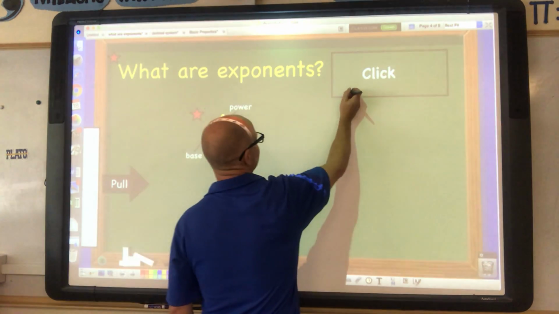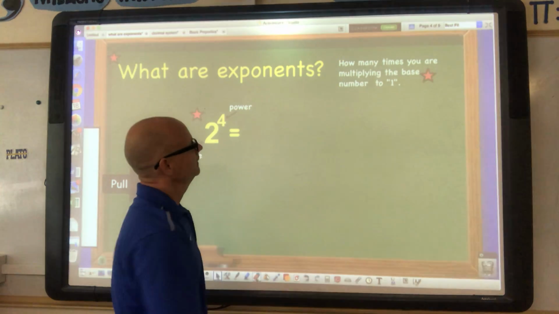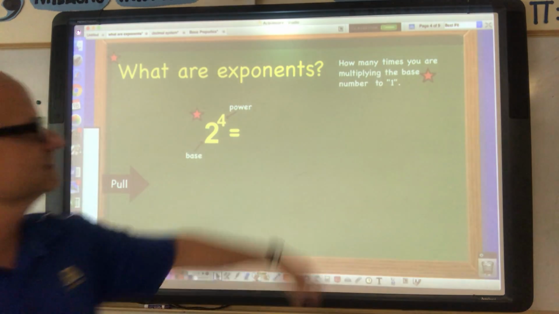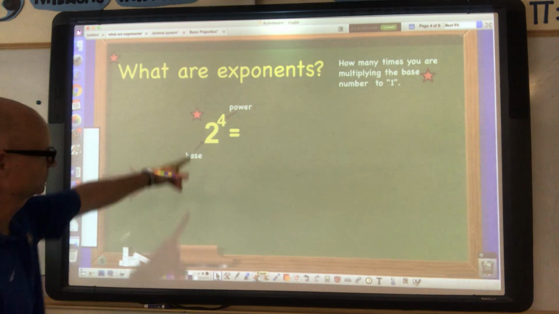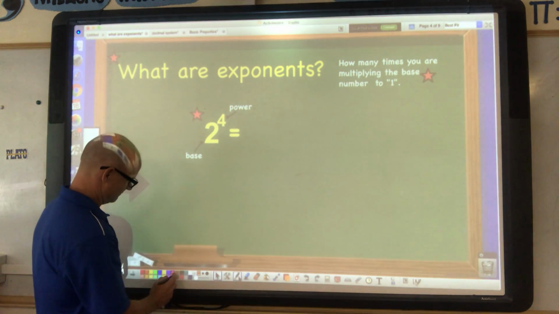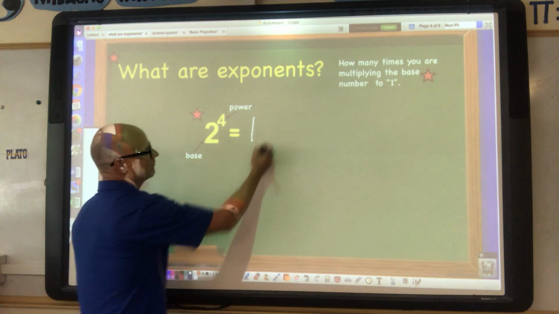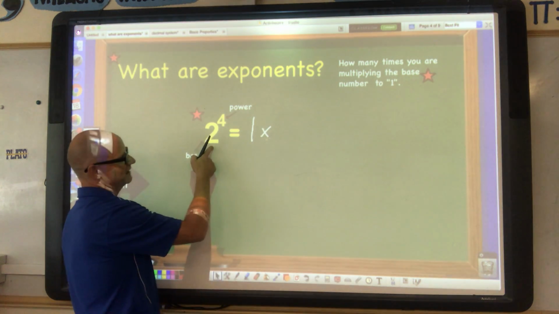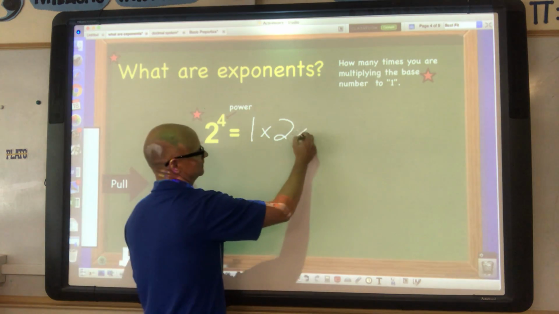Let's see here. What do I got behind door number 1? Okay, so read that. It says how many times you multiply the base number to 1. So what does that mean? That says 2 to the 4th power. That means you're going to take the number 1 and multiply it to 2, the base number. How many times? 4 times.